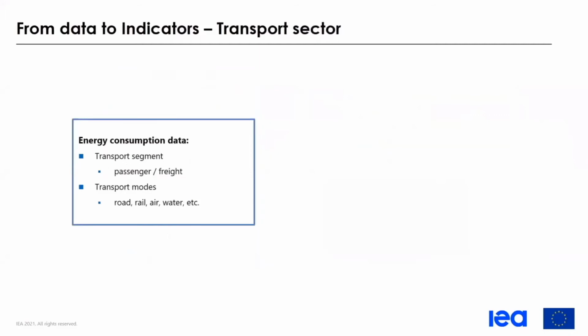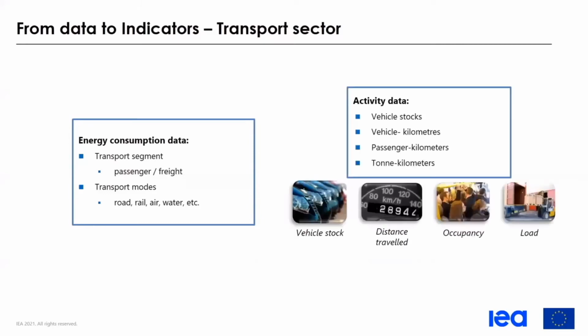And finally, the transport sector. It might seem a little bit more complicated than the other sectors because here we differentiate between transport segments and modes. So segments include passenger and freight transport, while modes refer to road, rail, air, and water. Regarding the activity for the transport sector, we want to observe how much and how far we can move. So for instance, how many passengers or tons of goods we can move and how far.